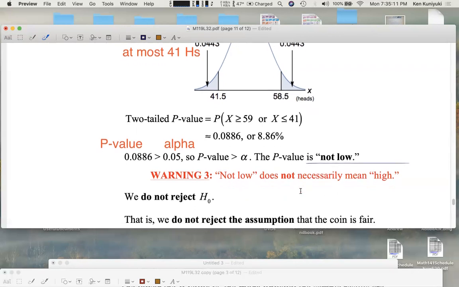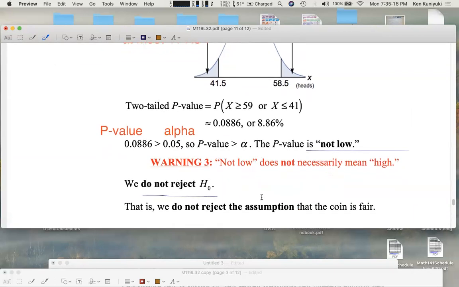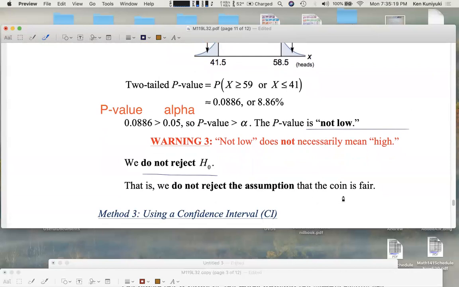All right. So the p-value is not low. We do not reject the null. So we do not reject the assumption that the coin is fair. So if David says, hey, my coin is fair, and you get 59 heads in 100 flips, based on a two-tailed analysis, well, we have some evidence against what David is saying, but it's not strong enough. The p-value is not low enough. Remember, a lower p-value means stronger evidence against the null.